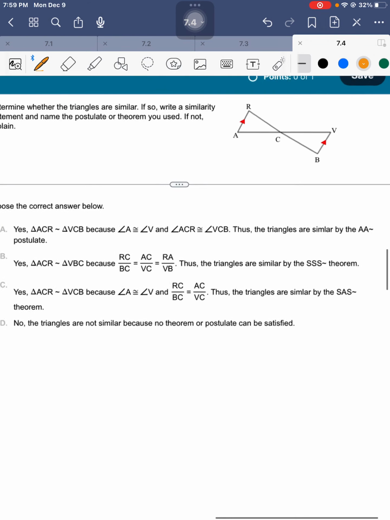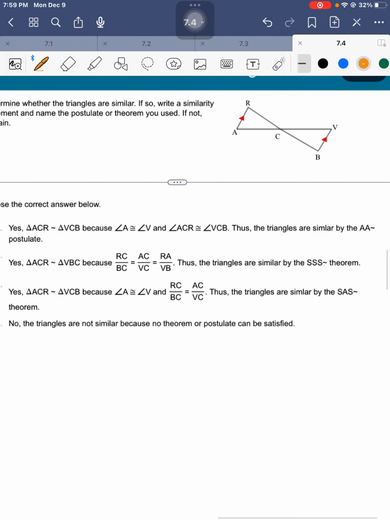So let's take a look at this. Let's say we didn't know that. Determine whether the triangles are similar. Well, the first thing I notice right off the bat is that C and C are congruent. What type of line is this? This is R. What type of angle is this? RCA is congruent to BCV, or ACR is congruent to VCB.